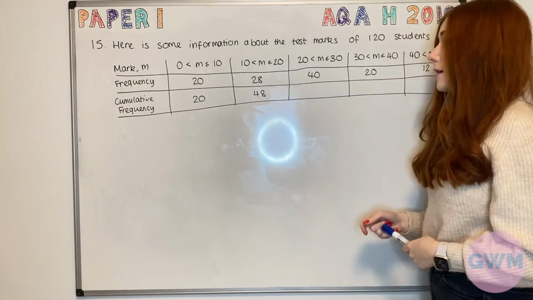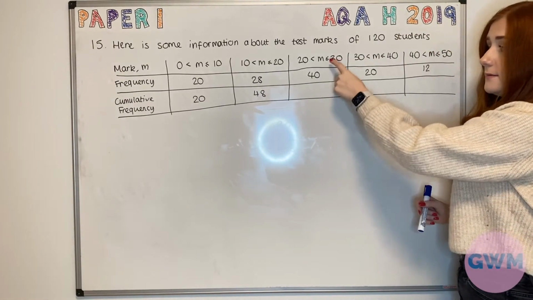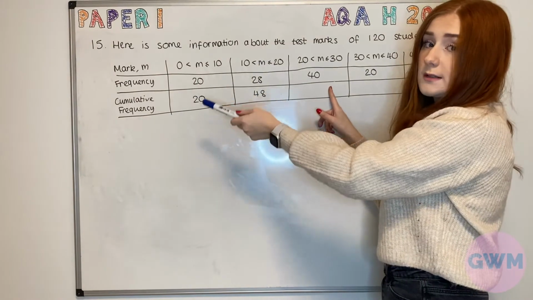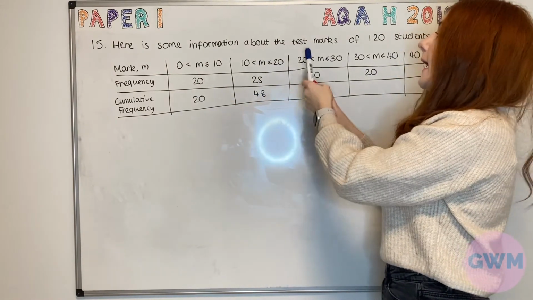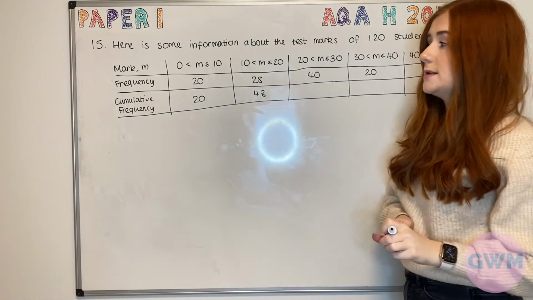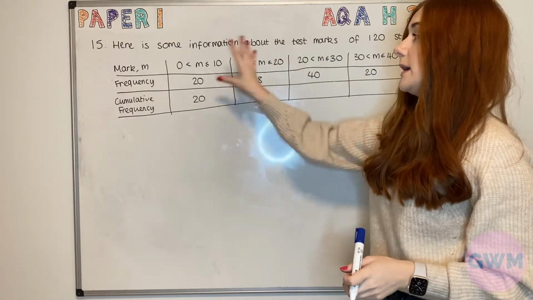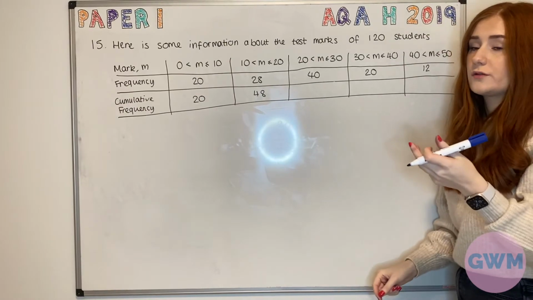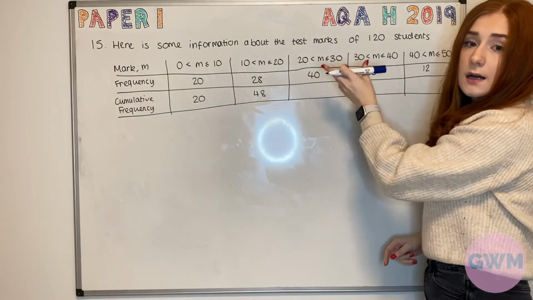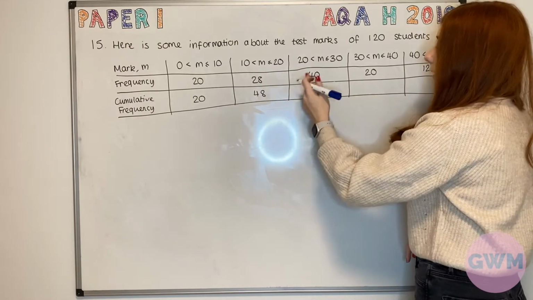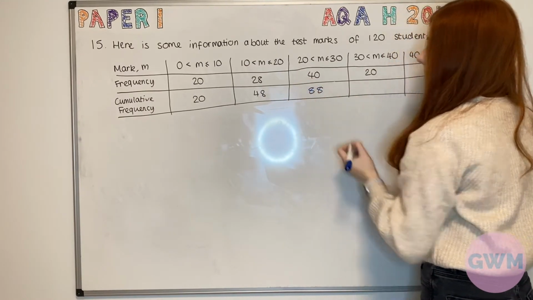We've added them together. Now, the cumulative frequency here is the marks less than 30. So less than 30 is still the ones that are less than 10, the ones that were less than 20, and the ones that are now less than 30. So we've got 48. We know that that combines those two, and we add on that extra 40 to account for that extra 10 marks that we just included into our inequality. So 48 and 40, 88.